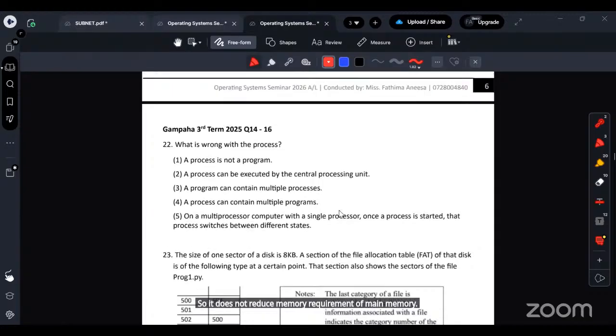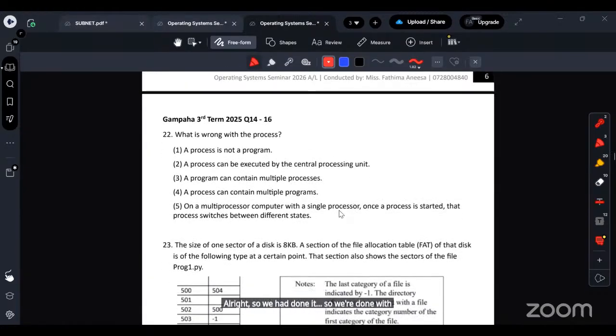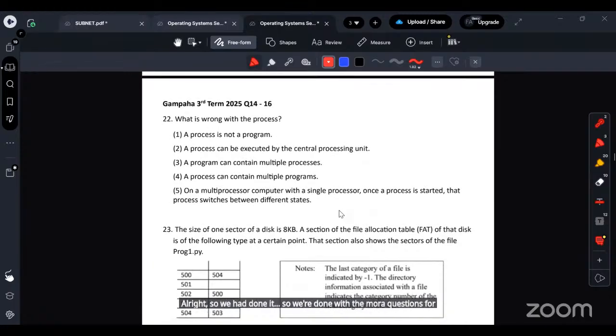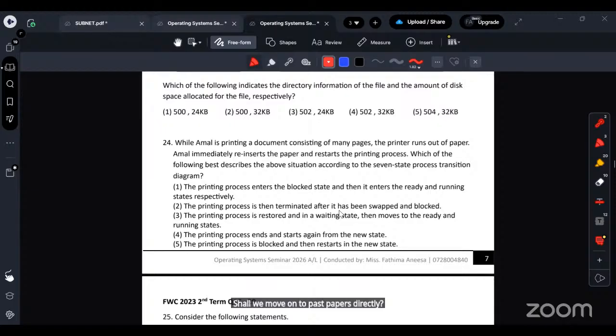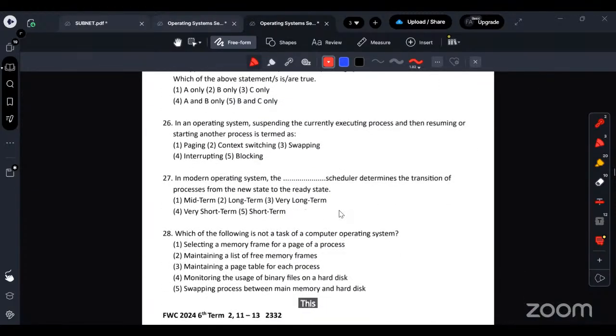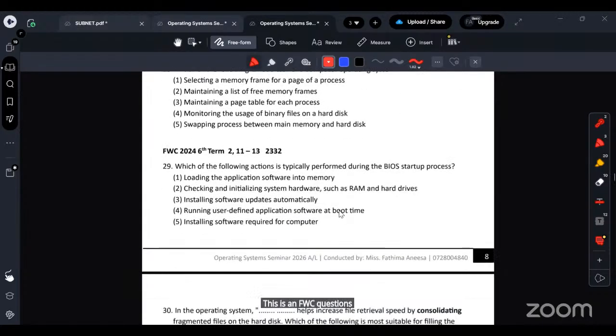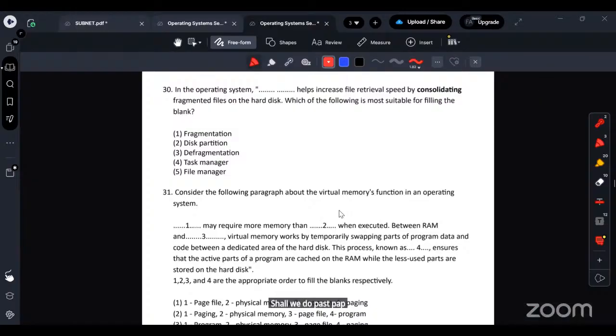Alright, so we have done it. We are done with the MCQ questions from 2021 to 2025. Shall we move on to past papers directly? Let's see. This is an FWC questions. Shall we do past papers and come back to FWC papers? I think that is better, right?